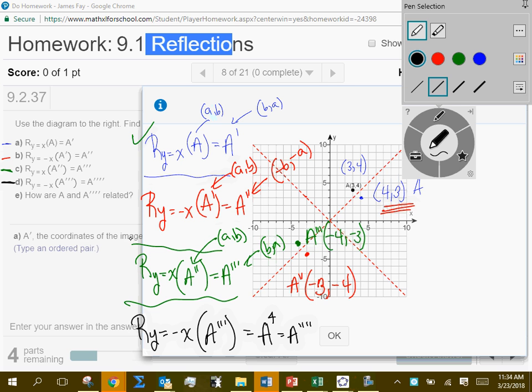And we talked right here what happens when we have that. If that's an A comma B, then to get this point here, you flip-flop them and negate both of them. So let's flip-flop these. So it's going to be -3, -4, right? And to negate those, what's -3 negated? 3. What's -4 negated? 4. So A quadruple prime is right there at 3, 4. And that should give you the relationship that they're asking for right here. How are A and A quadruple prime related? They're the exact same point. Okay.